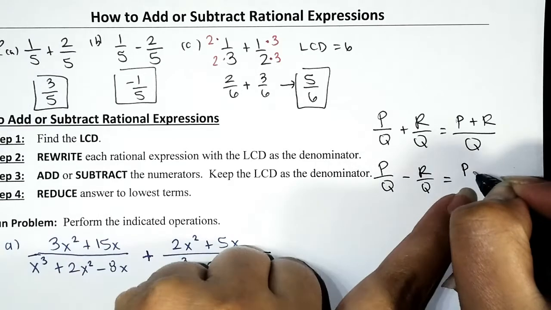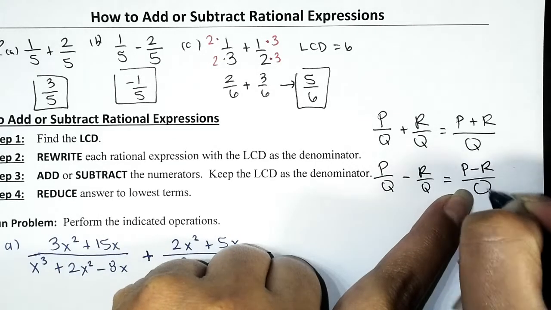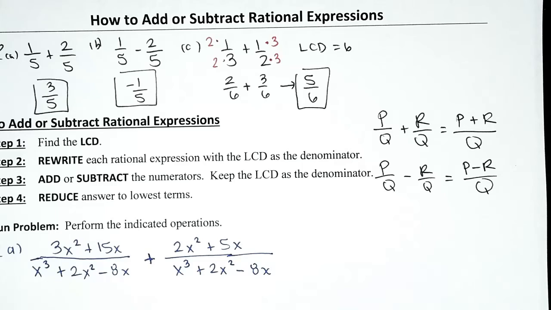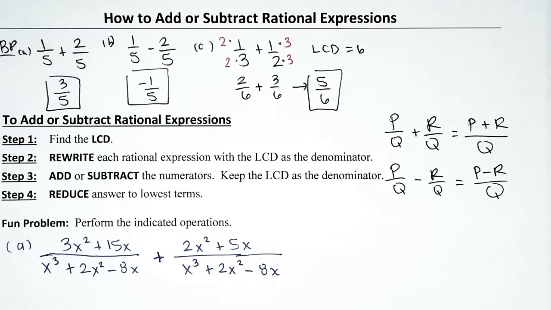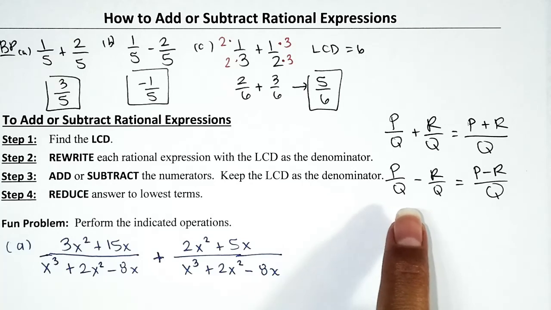We're going to subtract the numerators and then write the difference over the common denominator. Now, the question is, what if we were subtracting two rational expressions that didn't have the same denominator? How are we going to handle it?